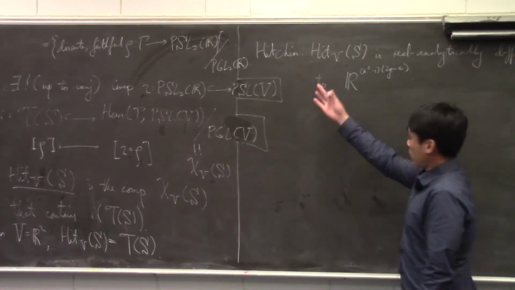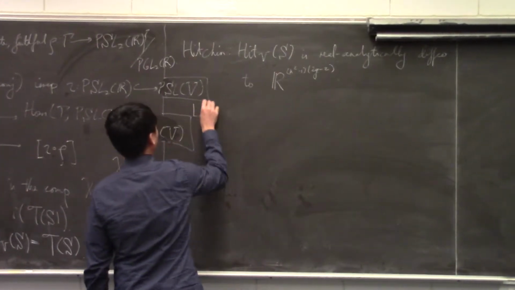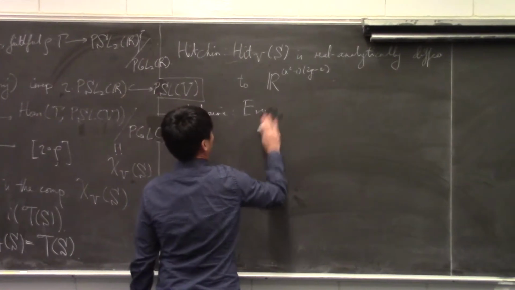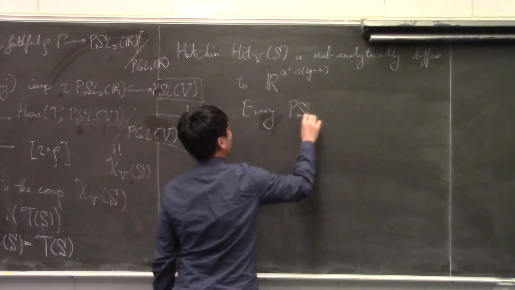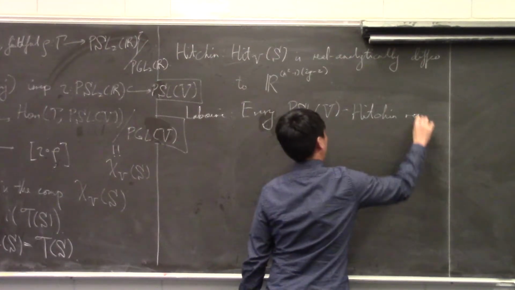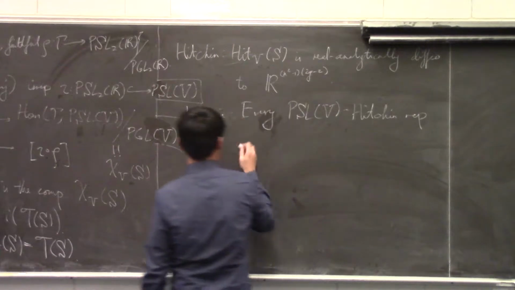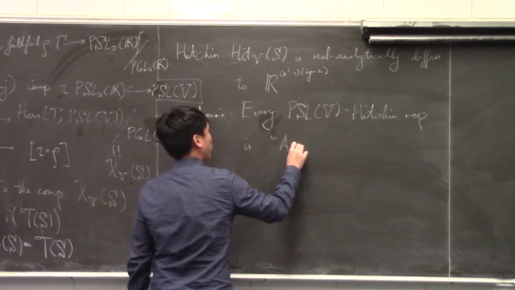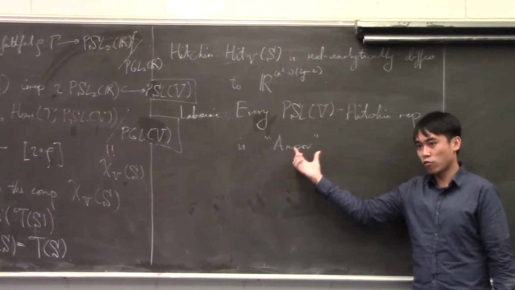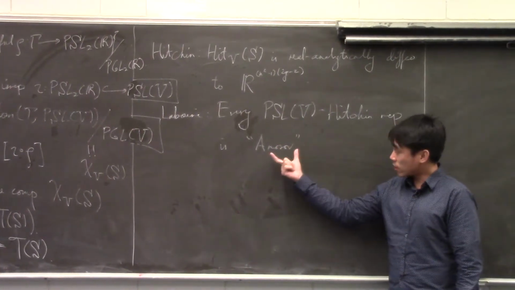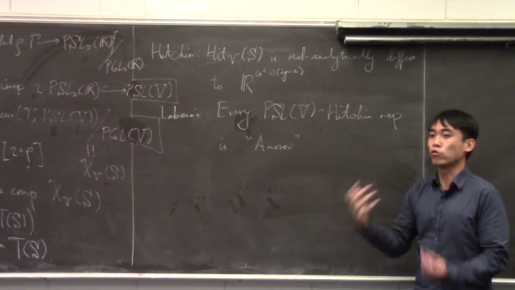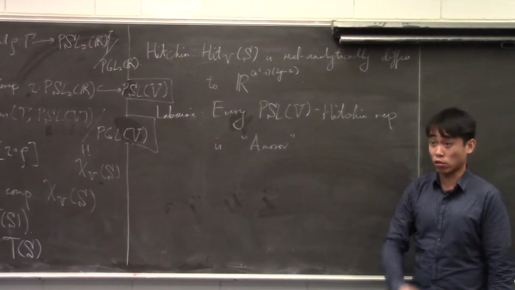Okay, so this was a problem until François Labourie came along, and he proved that every PSLV Hitchin representation, that's a point in the Hitchin component, is what we today call Anosov. Okay, so I'm not going to spend much time saying what Anosovness means, but you should think of this as a condition that ensures that your representations all have good geometric properties. Okay, just like the representations in Teichmüller space.